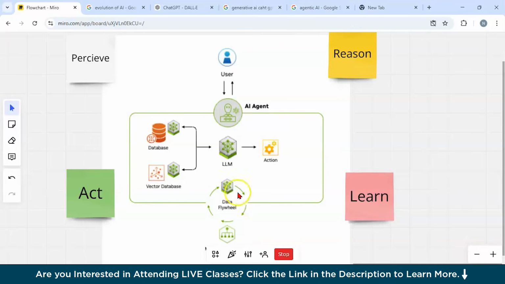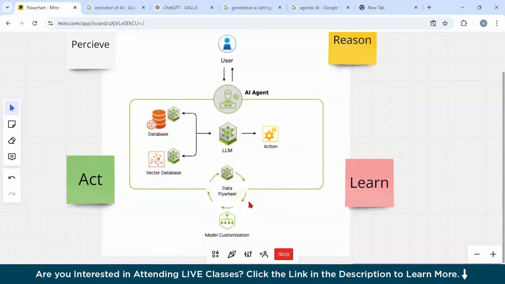Now, finally, we have the data flywheel. The data flywheel is a continuous feedback loop where AI learns from past interactions, refines its models, and is always improving over time. Every time the AI interacts with data, takes an action, or receives feedback, that information is fed into the model. This creates a self-improving AI system that becomes smarter over time. The data flywheel allows AI to learn from every interaction, becoming more efficient by continuously optimizing responses and refining strategies.